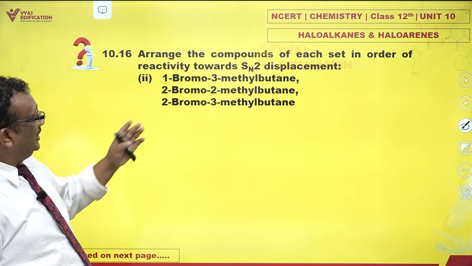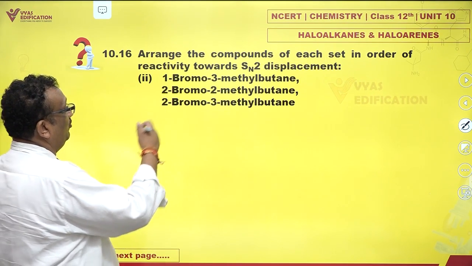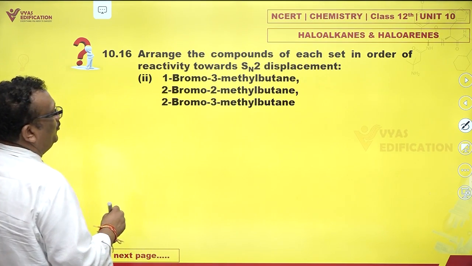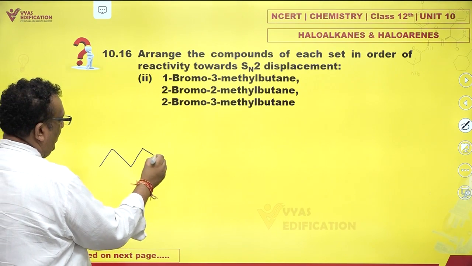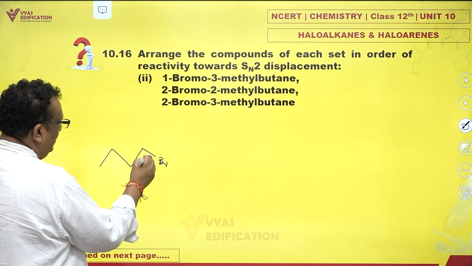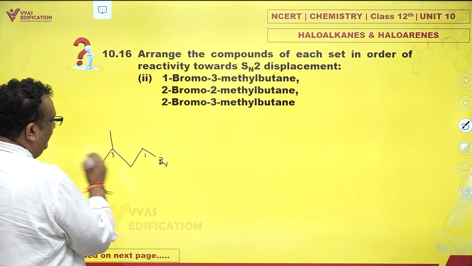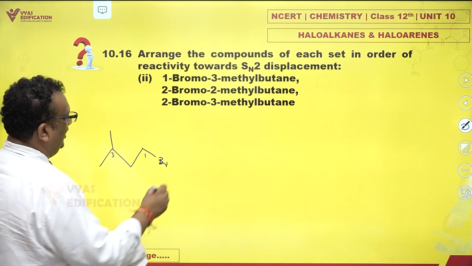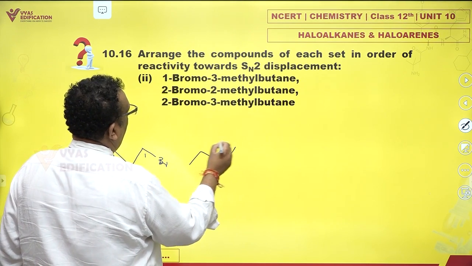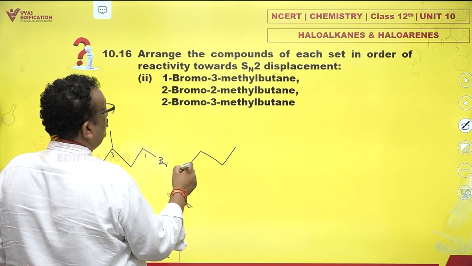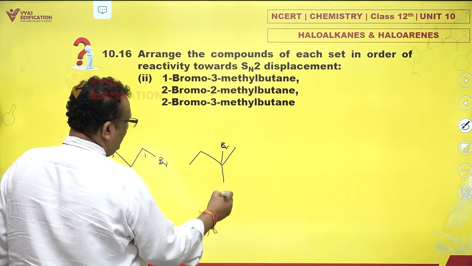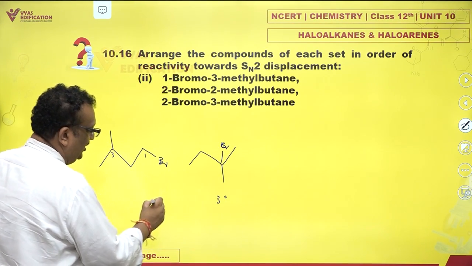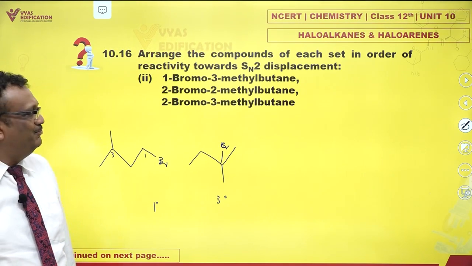Arrange the compounds again for SN2 displacement. Well, what do we have? We have 1-bromo-3-methylbutane. Let us have butane, 1 is bromo, 1, 2, 3 is methyl. Fine. And then I have 2-bromo-2-methylbutane. Very ugly. Why? This is tertiary and this is primary. Primary is way faster as compared to tertiary.